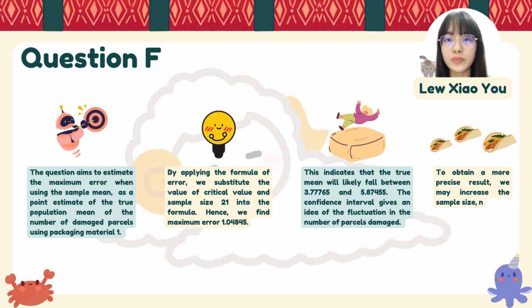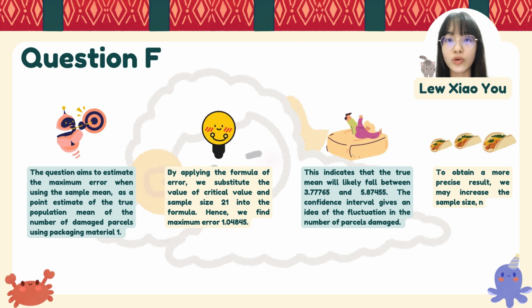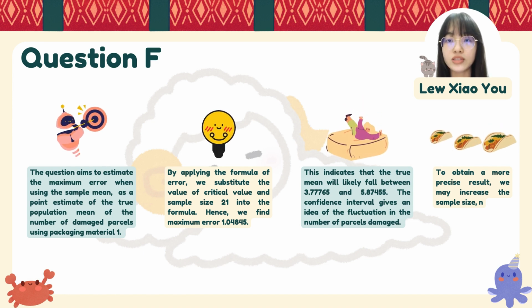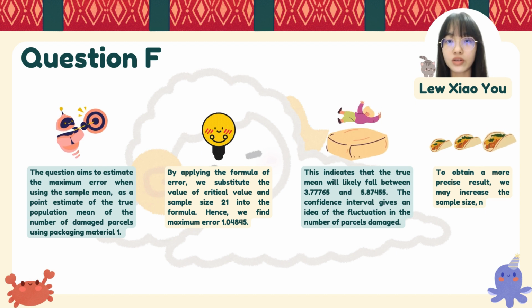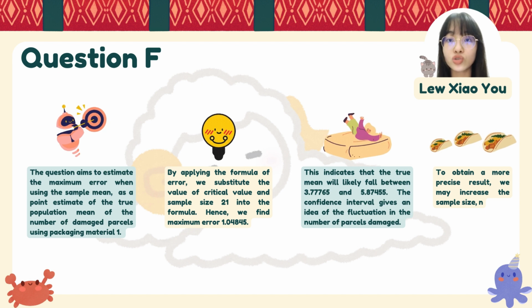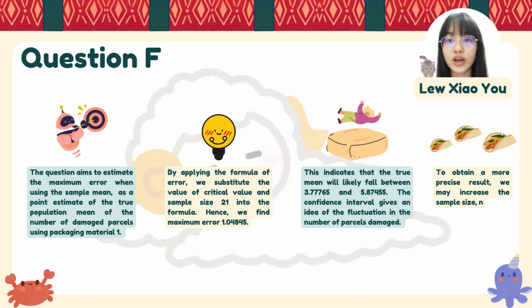The question aims to estimate the maximum error when using the sample mean 4.8261 as a point estimate of the true population mean of the number of damaged parcels using packaging material 1. Based on the sample data and a 95% confidence level, the value of maximum error is approximately 1.04845. This indicates that the true mean will likely fall between 3.77765 and 5.87455. The confidence interval gives an idea of the fluctuation in the number of parcels damaged.